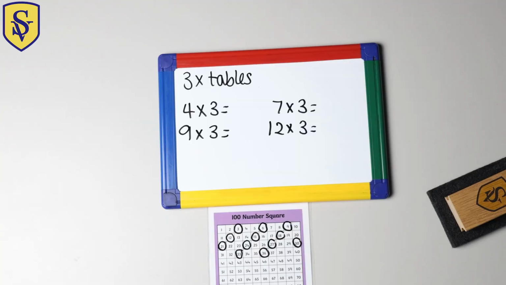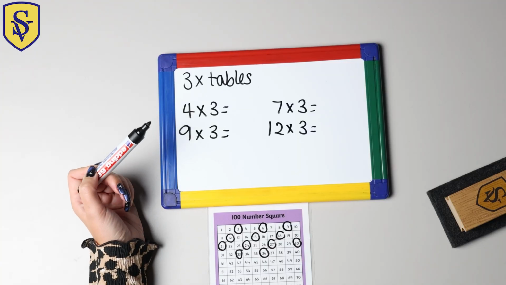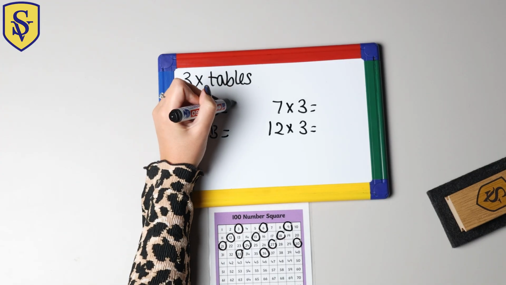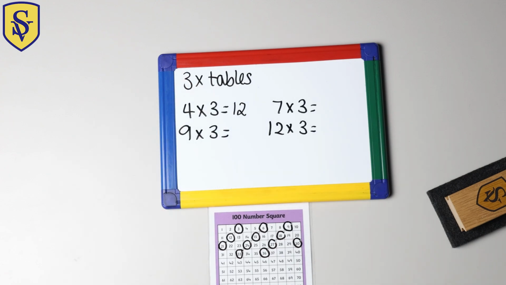So now if we want to work out what 4 times 3 is, you're going to count the 4th circle, because this is representing 1 times 3, 2 times 3, 3 times 3, and 4 times 3. But to make it easier in your head, you can just count 1, 2, 3, 4, making sure you go in order. So the answer to 4 times 3 is going to be 12.